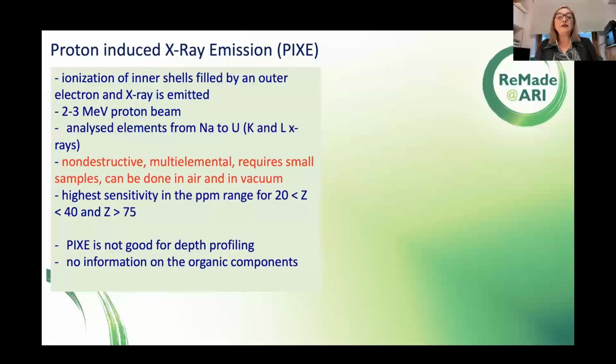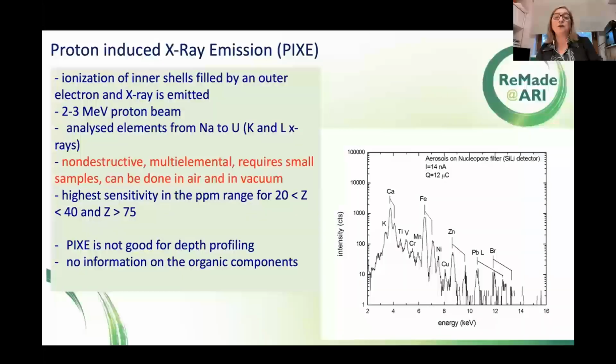PIXE is very nice because it's multi-elemental, requires really small sample, can be done in air and in vacuum, and is non-destructive. And high sensitivity can be obtained for elements in the Z range from 20 to 40, and for heavy elements, and the sensitivity for those elements is in the ppm range.